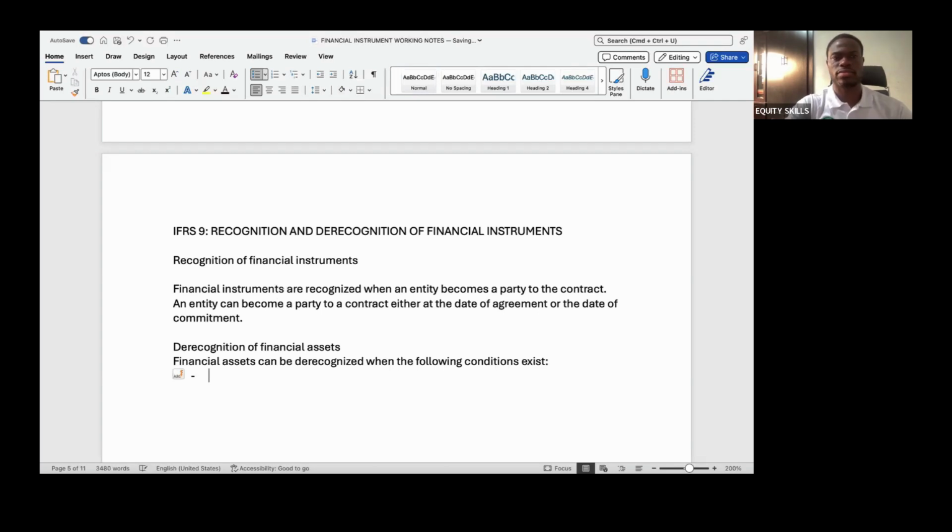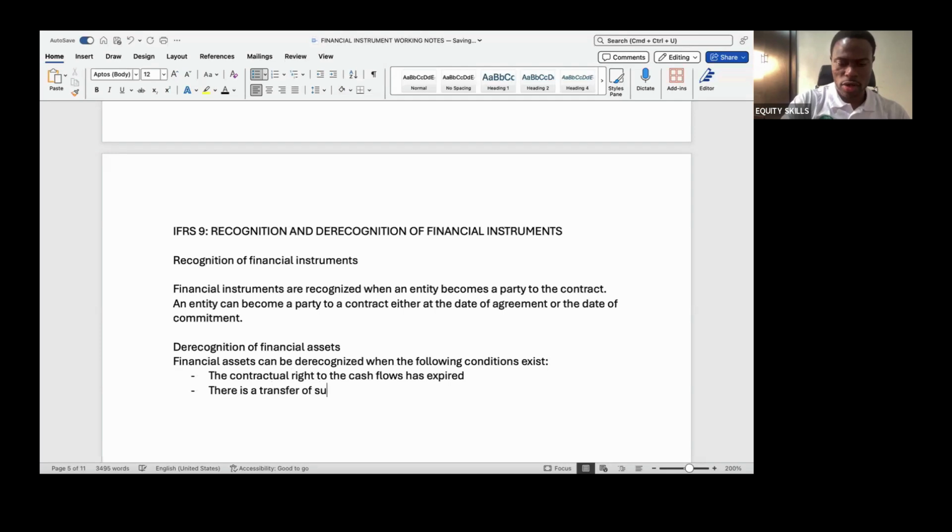Number one, the contractual rights to the cash flows have expired. Number two, there's a transfer of substantial risk and reward.